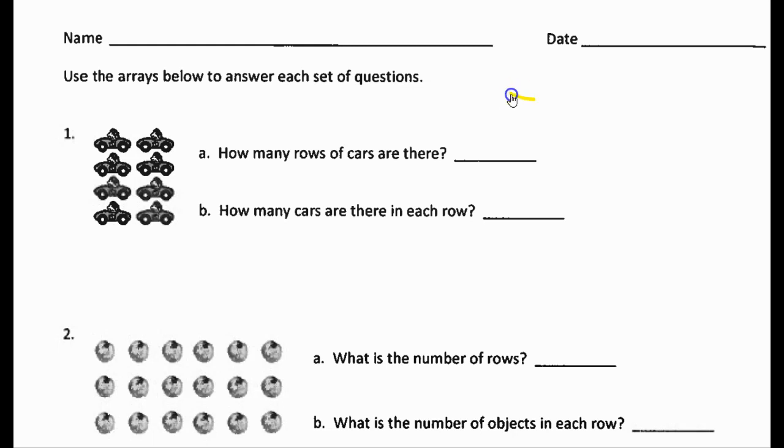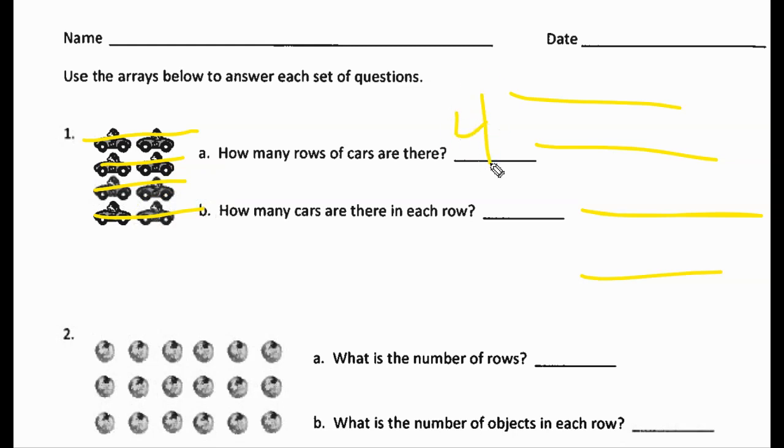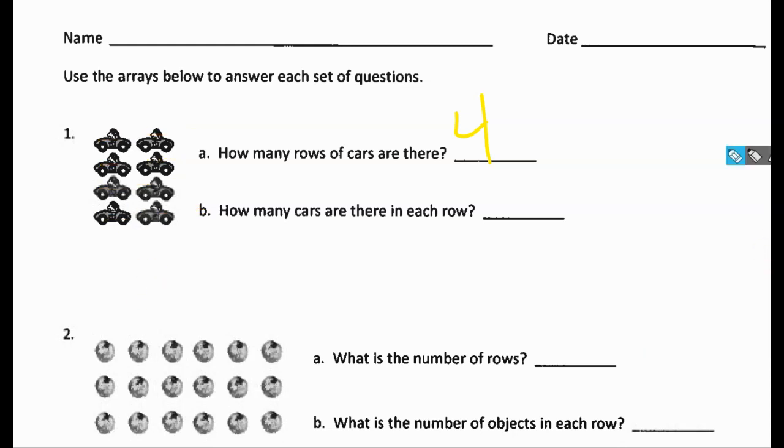Watch. Rows is like this, right? 1, 2, 3, 4. 4. How many columns do we have? Columns are like this, up and down. 2. That's all it wants.